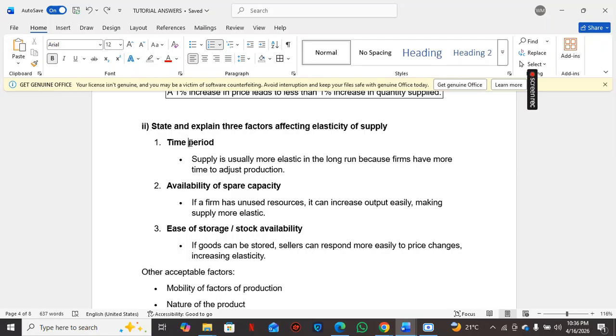So time period is one of the factors that affect elasticity of supply. In the short run, or immediately, you cannot acquire new equipment, factories, new land, or new workers. It will take you some time to raise the resources in order to get that. So in the long run, when time has passed, you'll be able to acquire those factors of production and increase your supply.